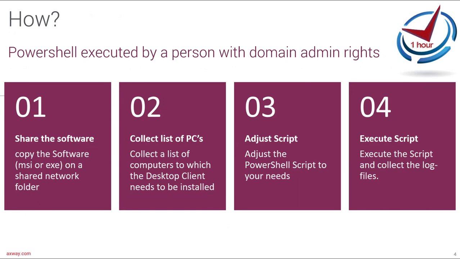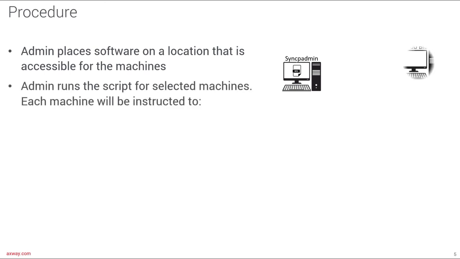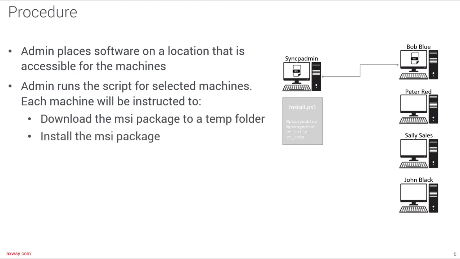You share the software, collect a list of PCs, adjust the script to your needs, and execute it. A user with admin rights to install software will put the MSI somewhere centrally. A list of computers is being gathered and then you run the script for those computers. The script will be executed sequentially. It will push the MSI, it will execute it and collect a log file.